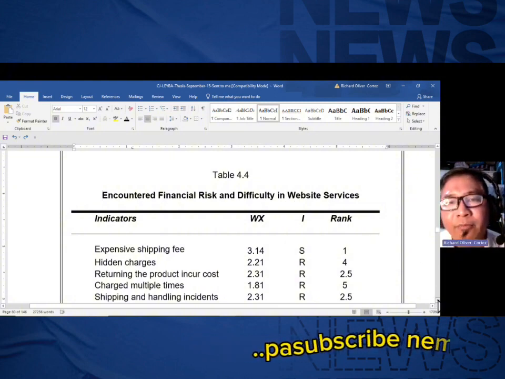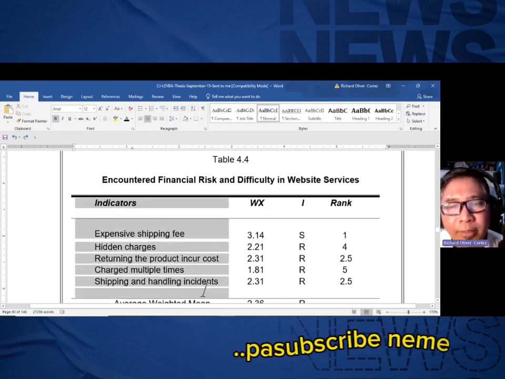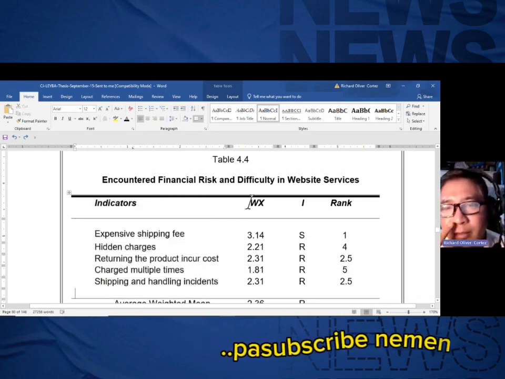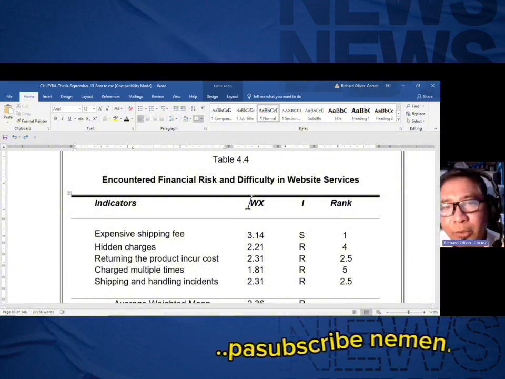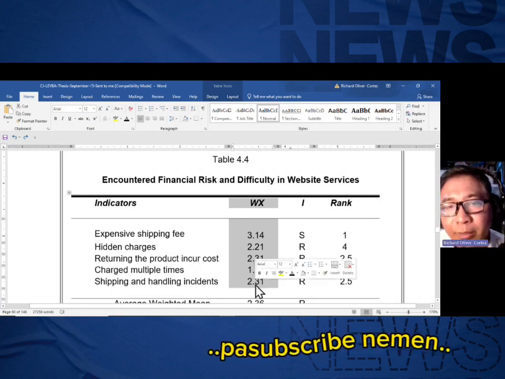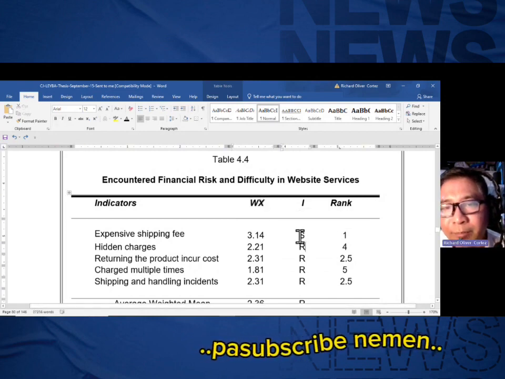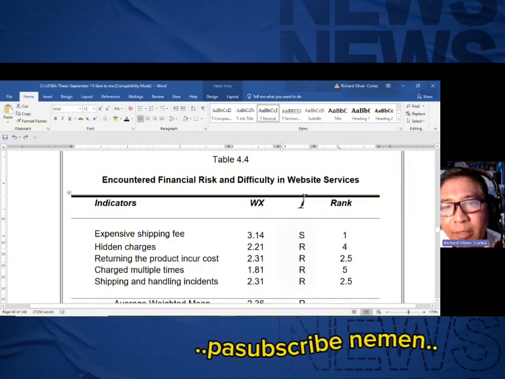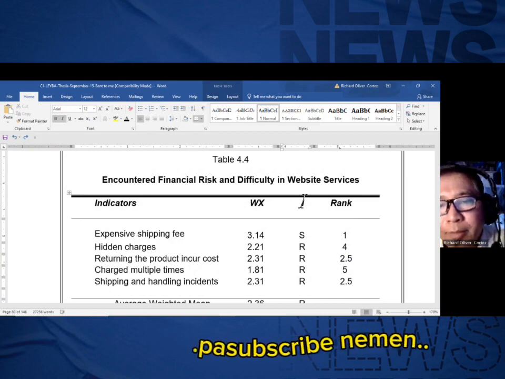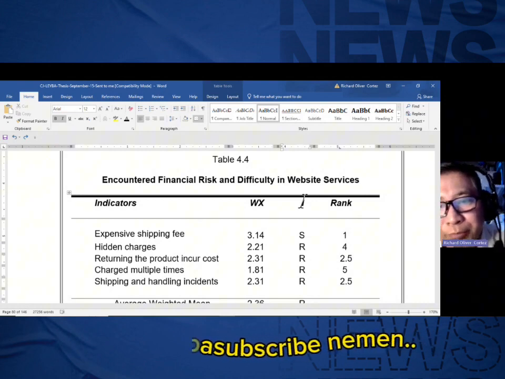Okay, just the same, you also have 4 columns for this one. The first column is indicators for the table. Second column, iba na, no? Sa ating demographic profile, the column number 2 is the frequency. Ito naman ay hindi. Column number 2 should be your weighted mean, represented by the WX. And column number 3 is not the percentage anymore, but the letter I. It means the interpretation or verbal interpretation of the data. But for your column number 4, the same. You have the ranking column.